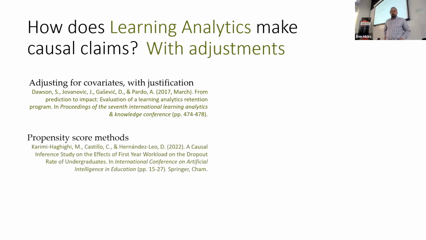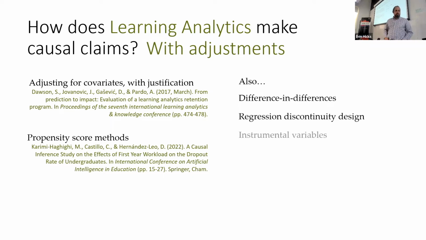The next most popular one in learning analytics was propensity score methods. These work in a similar way, but this time we've got a step in between where we're building a model to predict the propensity, or the probability, of a student, for instance, receiving the intervention, and then we normalize the effect according to that score.